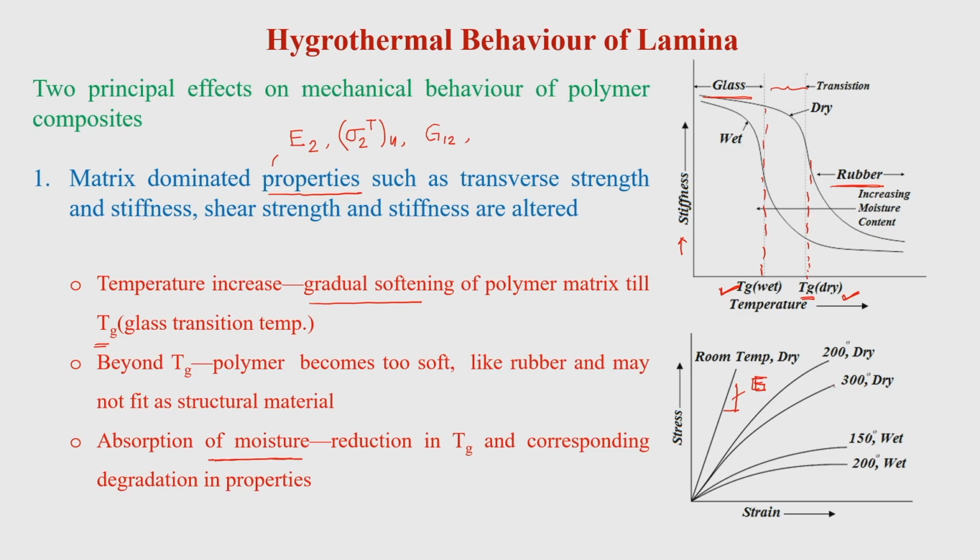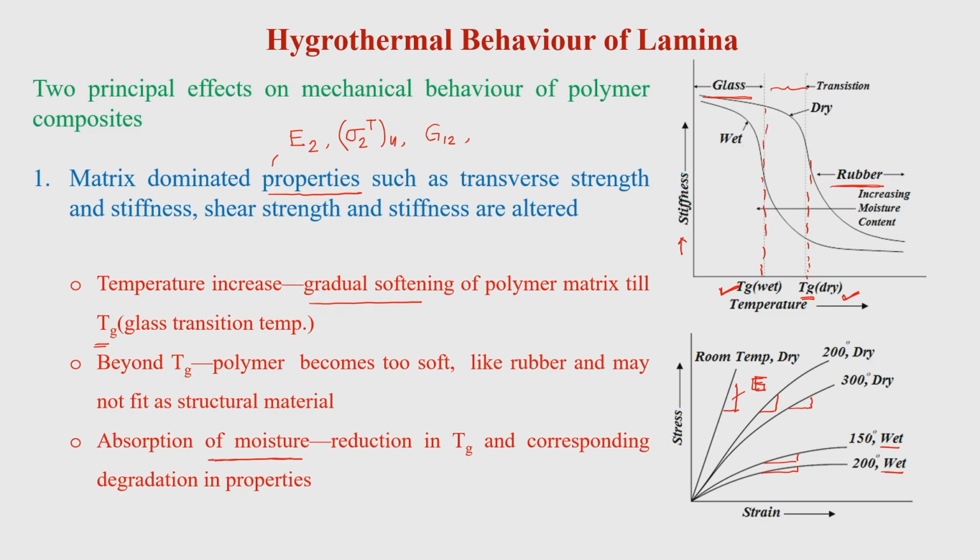Now, if it is at a higher temperature, you can see there is a reduction in the stiffness, and there is a clear softening. If the temperature is increased further, there is further degradation in stiffness. And for the same temperature, if it is wet, its stiffness is even further degraded.